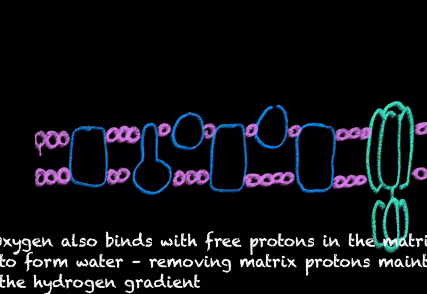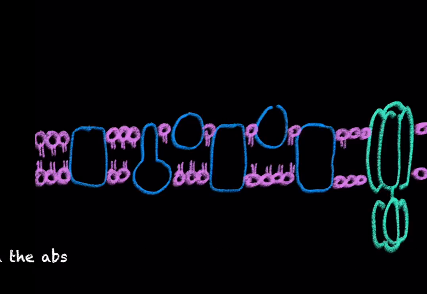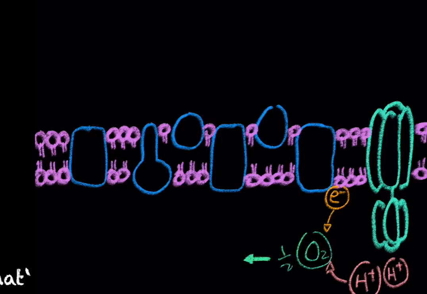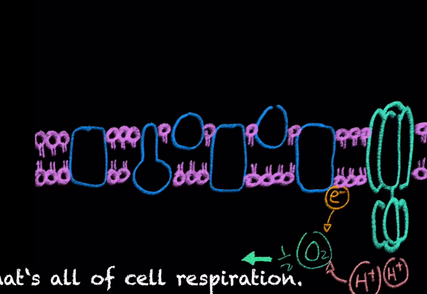Oxygen also bonds with free protons in the matrix to form water. Removing matrix protons maintains the hydrogen gradient. In the absence of oxygen, hydrogen carriers cannot transfer energized electrons to the chain and ATP synthesis is halted. That's all of cell respiration.